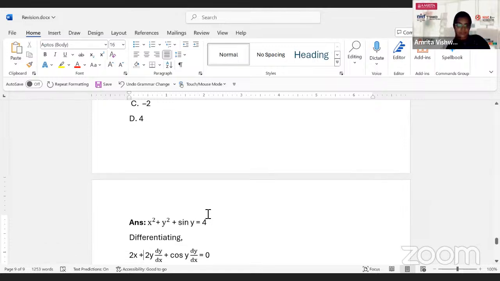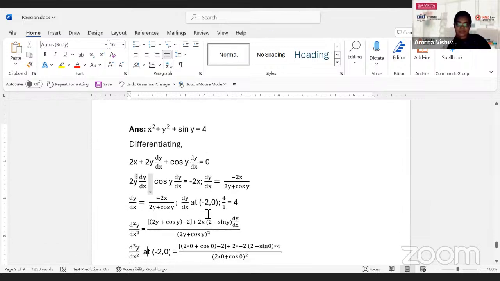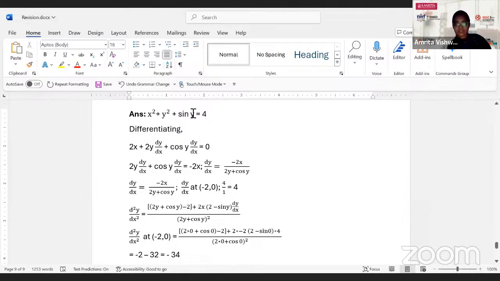So here we have to differentiate x square plus y square plus sin y equal to 4. This becomes 2x, 2y dy by dx, cos y dy by dx, and 4 is 0. You have 2y dy by dx plus cos y dy by dx equal to minus 2x. You can find dy by dx as minus 2x by 2y plus cos y. Now we have the values here, so minus 2 and 0.